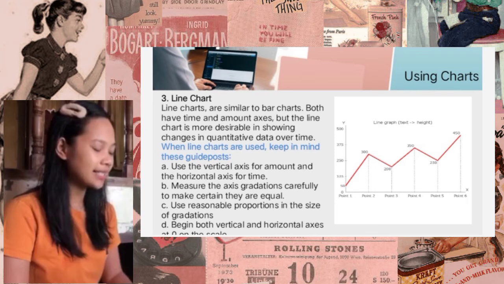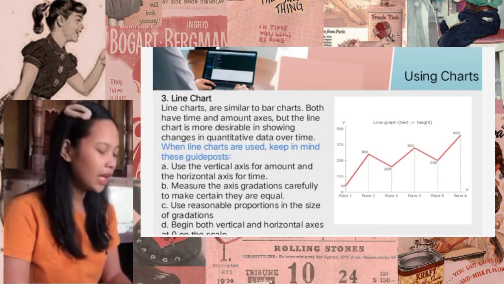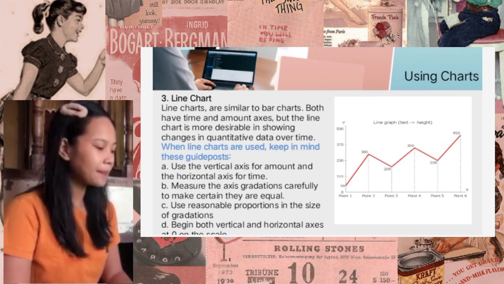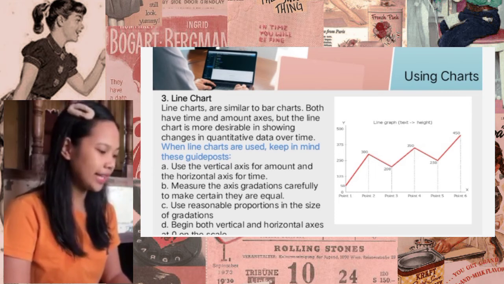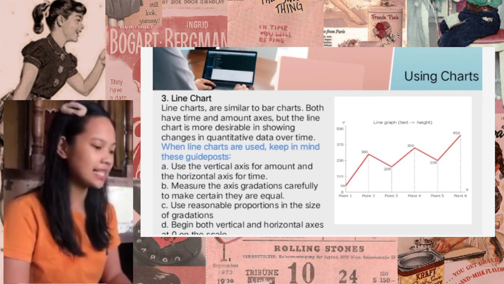Use the vertical axis for amount and the horizontal axis for time. Second, measure the axis gradations carefully to make certain they are equal. Use reasonable proportions in the size of gradations. And the last, begin both vertical and horizontal axis at 0 on the scale.